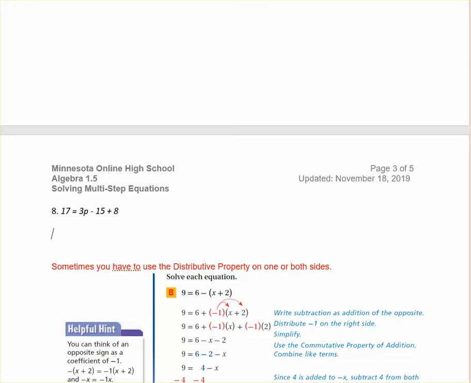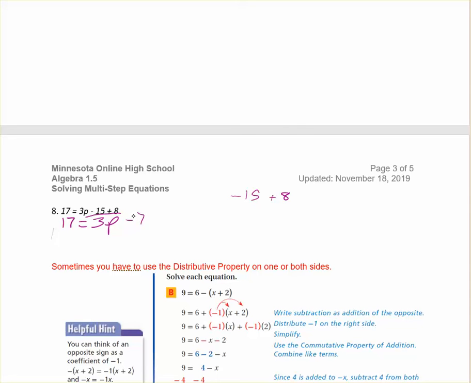In this problem, 17 will be equal to, let's look for the like terms on the right side. We have 3p, so that one has a p in it, and then we have minus 15 plus 8. There's no other terms with a p. So the only like terms is negative 15 plus 8. The minus 15 becomes negative 15 plus 8. So you can figure out what negative 15 plus 8 is, and then we'll have 3p minus, and it's going to be 7, so I'll just go ahead and finish this one off.